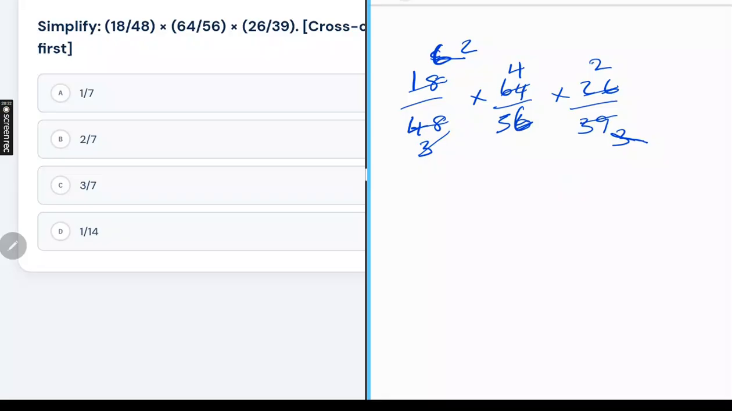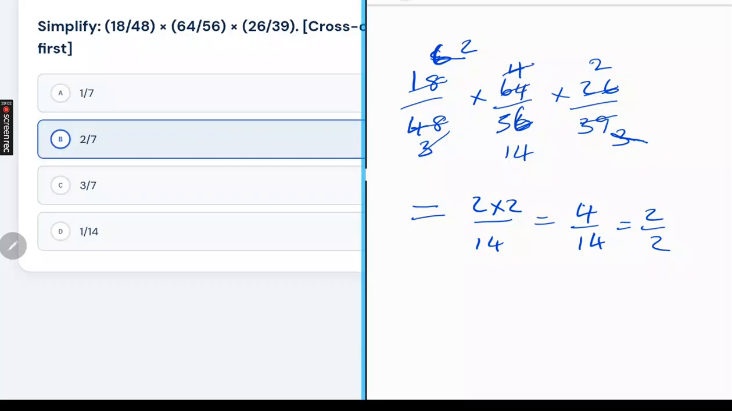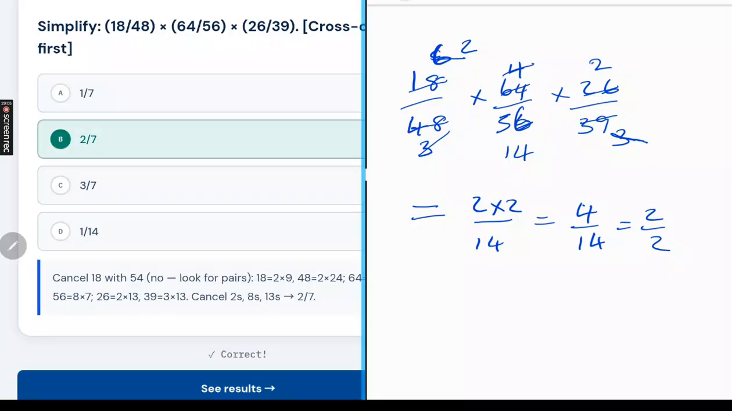So we take everything here out and have 14. So what we now have is 2 times 2 over 14. That's 1 over 7. Oh no, 2 over 7, right? Yes. 4 over 14 is 2 over 7. It's 2 over 7, sorry, not 1 over 7.